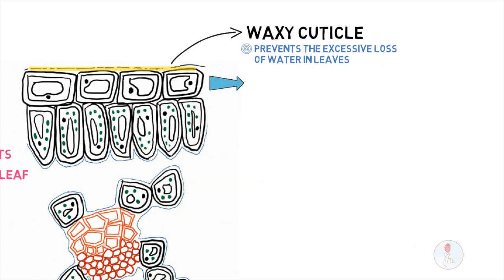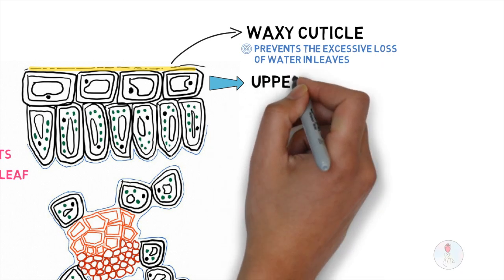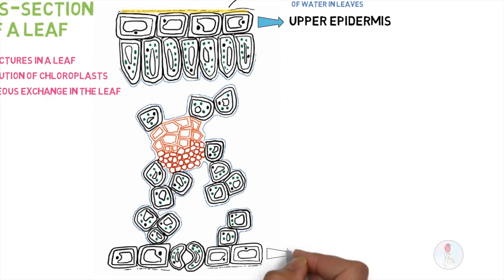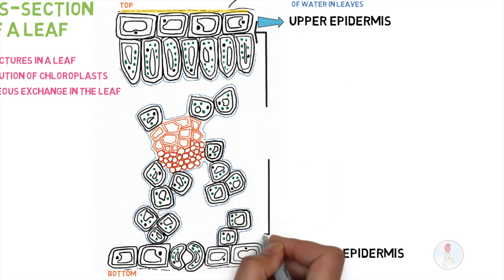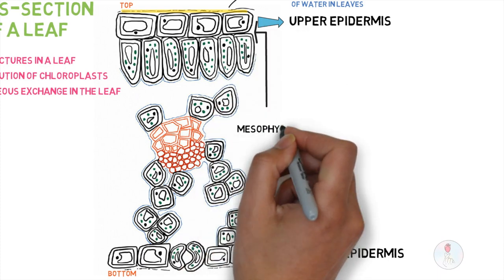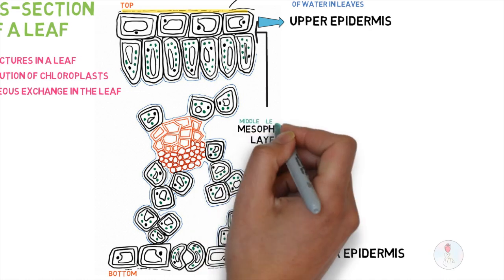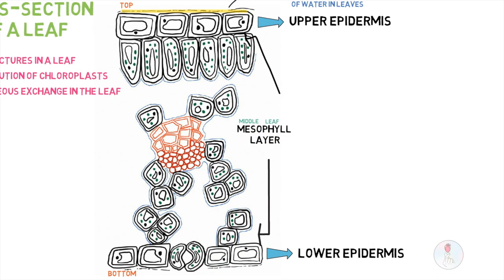The first layer right below the cuticle is known as the upper epidermis, and similarly, the one right at the bottom is known as the lower epidermis. The upper and lower is indicated by the top and bottom of the surface of the leaf. Between these 2 layers is the mesophyll layer, which in literal terms means middle leaf. It's the middle of the leaf.